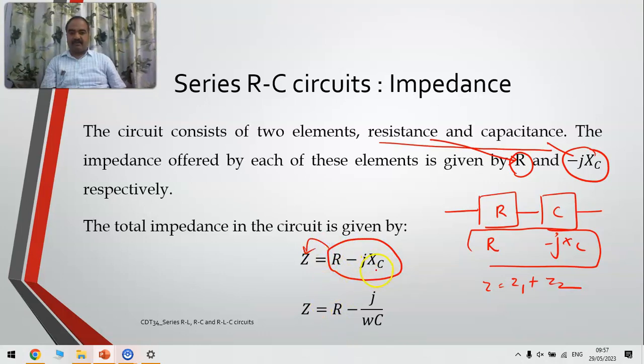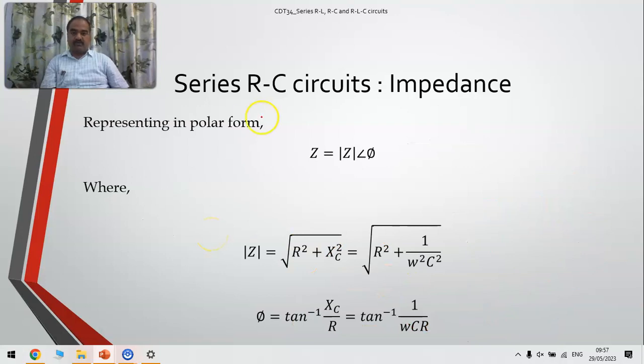If I substitute the value of XC equal to 1 by omega C, we get this expression. This is the impedance in rectangular format, or complex variable format. Now, if you want it in polar form, what should you do? Earlier it was in rectangular form, right?